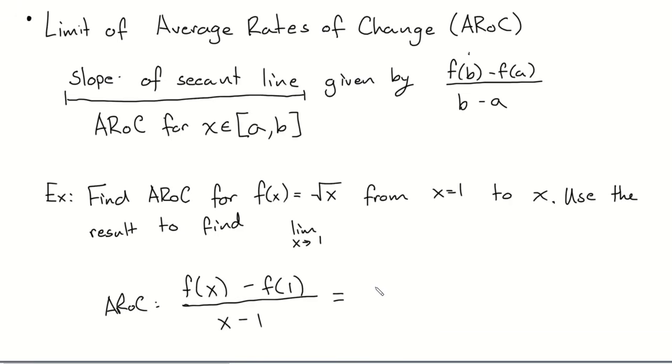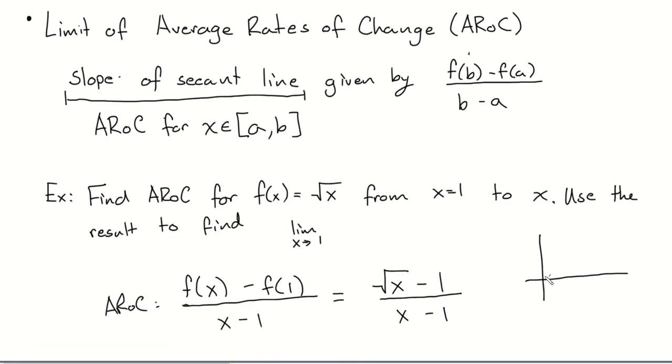Yeah, so let's just work out what this is going to be. This is going to be the square root of x. That's my function f of x. Minus, what's f of 1? 1. Why? How come? Explain that just in case. Yeah, square root of 1 is 1. So we get the square root of x, or sorry, minus 1 over what? X minus 1.